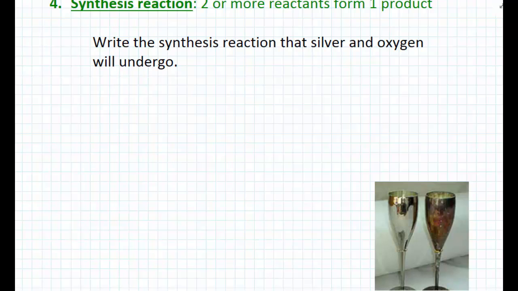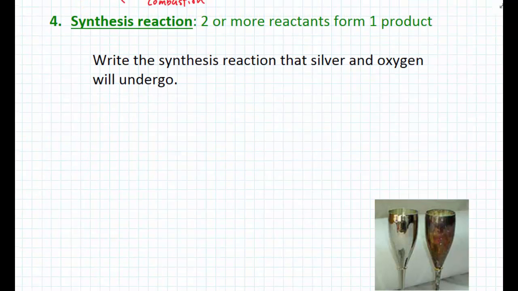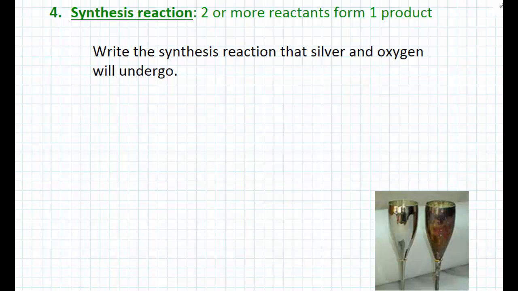Okay? And then the last one I want to talk about is synthesis. It's the opposite of decomposition, where we've got multiple things that are combining together to make one product. Okay? Two or more reactants form one product, where decomposition was one thing that was breaking apart into multiple products. Right? So just sort of the opposite.